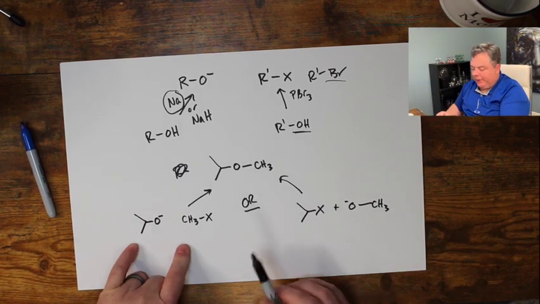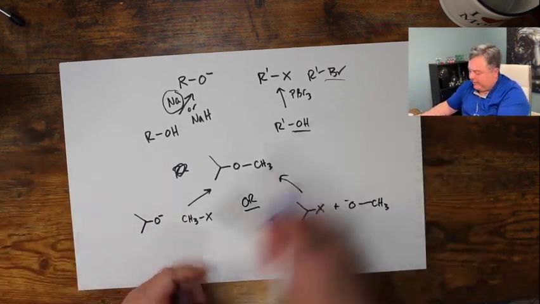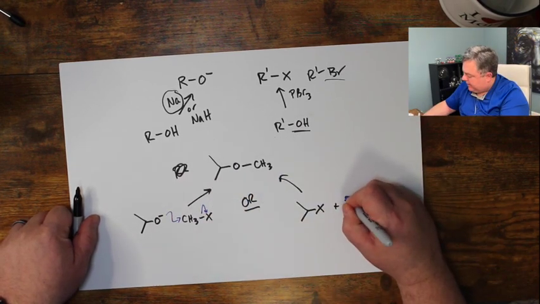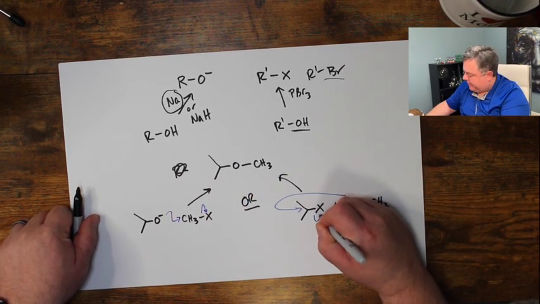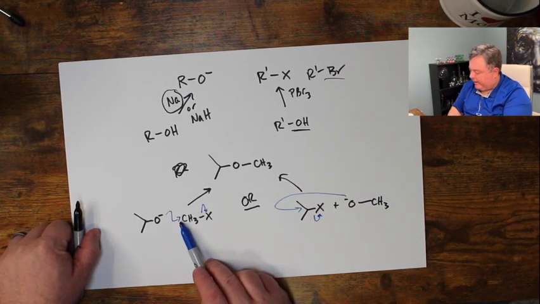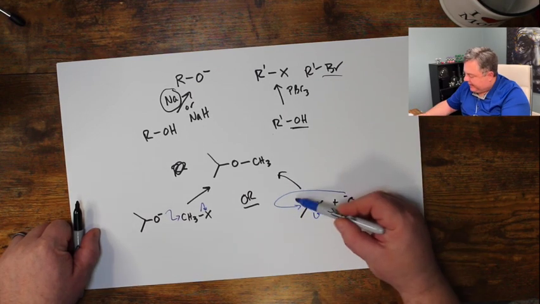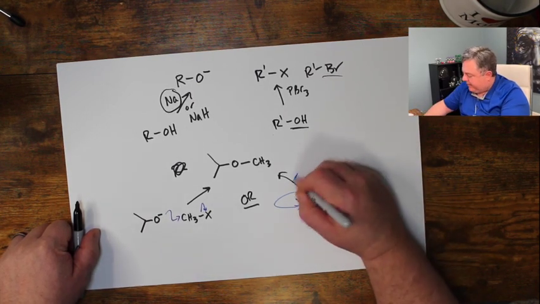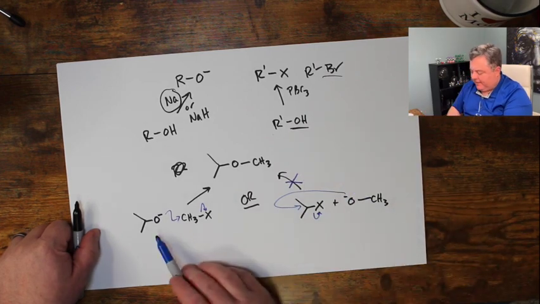So I look at these two and I see which one I like better. Do I like this backside attack better, or do I like this backside attack better? We see that this one attacks something that's not very crowded on the backside, but this one has to get past these two methyl groups. It's much more crowded. I don't think this is the best way to make it. I like this way better.